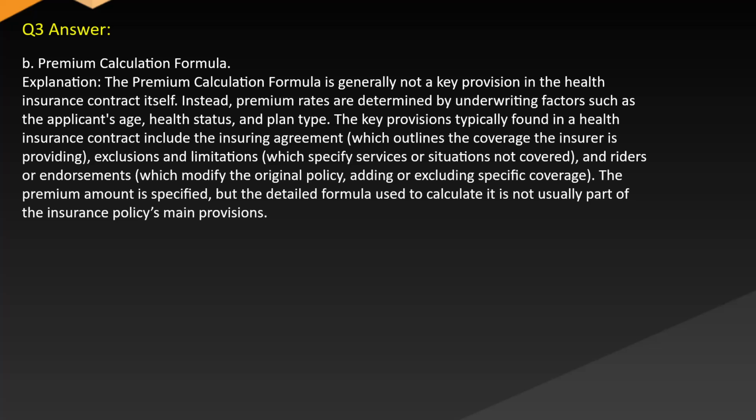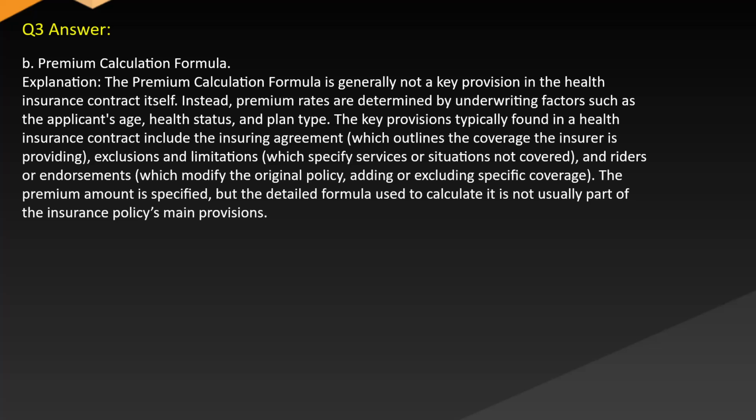Explanation. The premium calculation formula is generally not a key provision in the health insurance contract itself. Instead, premium rates are determined by underwriting factors such as the applicant's age, health status, and plan type. The key provisions typically found in a health insurance contract include the insuring agreement, which outlines the coverage the insurer is providing, exclusions and limitations, which specify services or situations not covered, and riders or endorsements, which modify the original policy, adding or excluding specific coverage.